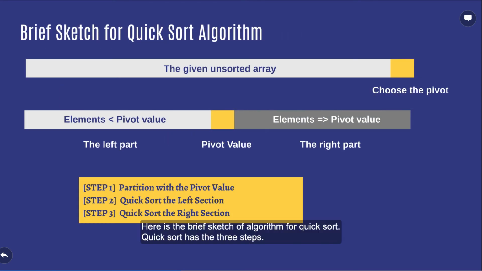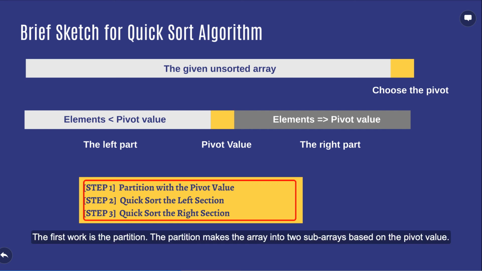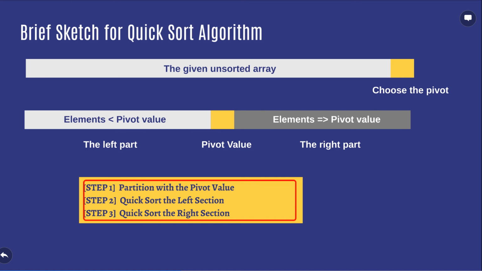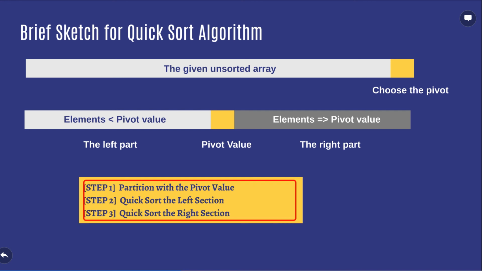And here is a brief sketch of the algorithm for quicksort. Quicksort has 3 steps. The first step is the partition. The partition makes the array into two subarrays based on the pivot value. After the partition, in step 2, we do the same work for the left subarray, and in step 3, we do it again for the right subarray.